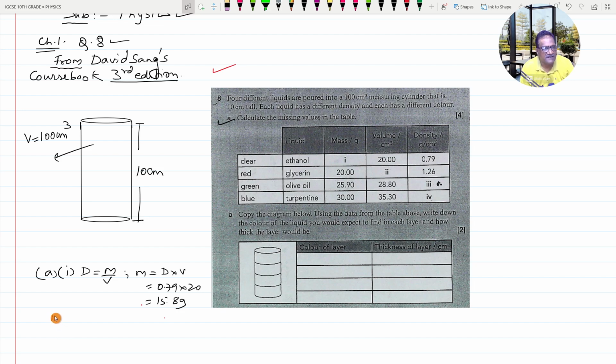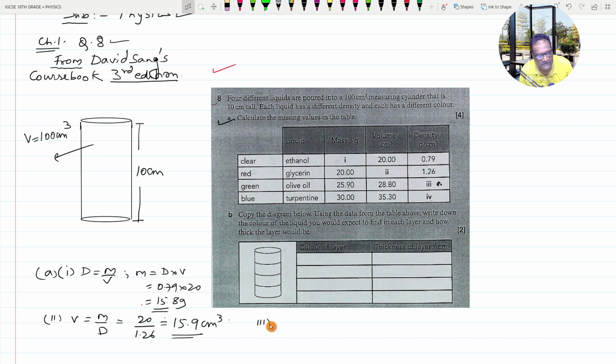Now, the second one is you have to find out the volume of glycerin. If you want to find out volume, then volume will be equal to mass upon density. So mass in this case is 20 grams, and density is 1.26. The units are also appropriate: mass is in gram, and density is in gram per centimeter cube. So 20 upon 1.26 works out to 15.9 centimeter cube. So this is the answer for the second one, and this is the answer for the first one.